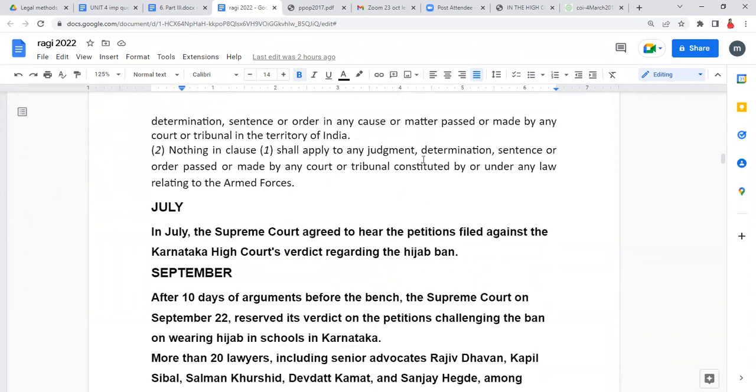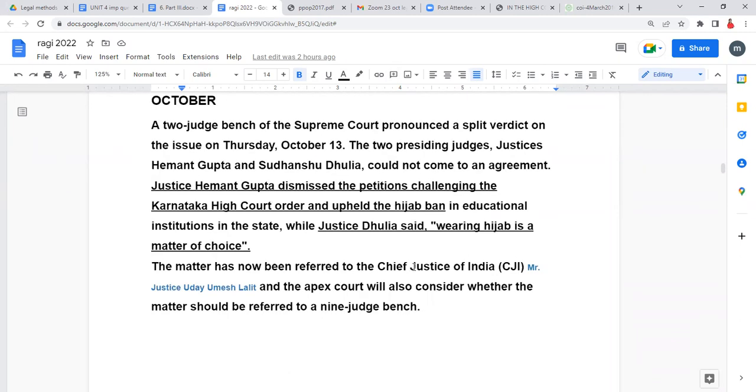So the same thing happened here when it was referred to the Supreme Court of India. It was a division bench consisting of two judges. One judge dismissed the petition that was filed before the Supreme Court challenging the Karnataka High Court's order, which is said to affect their right to privacy and right to religion. He said that wearing hijab is not an essential part of religious practice, so whatever the Karnataka High Court has said is correct. He upheld the decision and approved the ban.